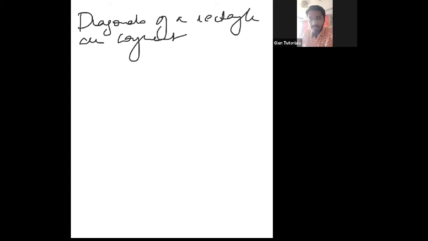Diagonals of a rectangle are congruent. So simple. If a quadrilateral has its diagonals congruent, then that quadrilateral is called as a what? Can anyone unmute and tell me what that quadrilateral is called?